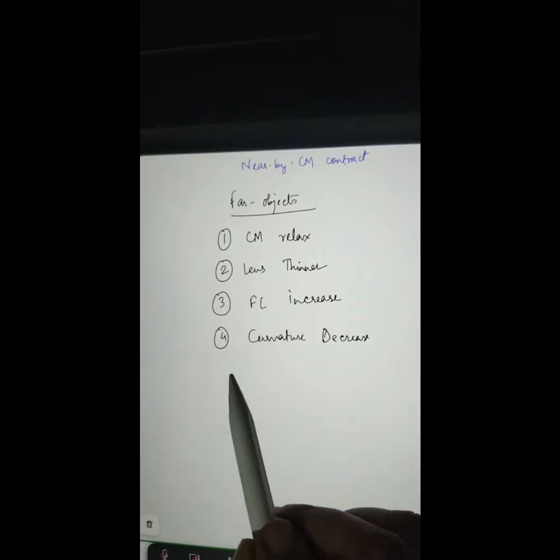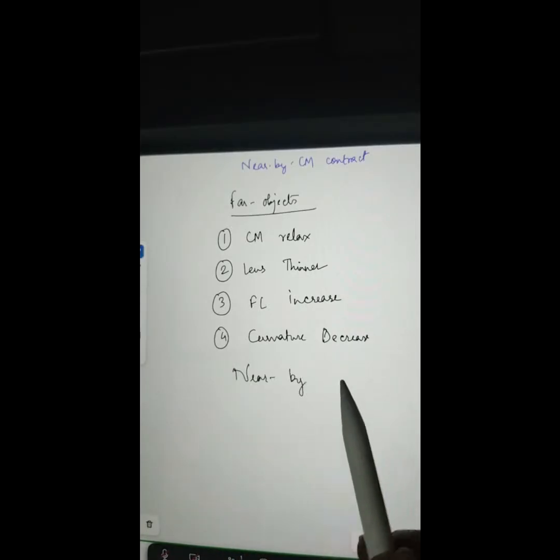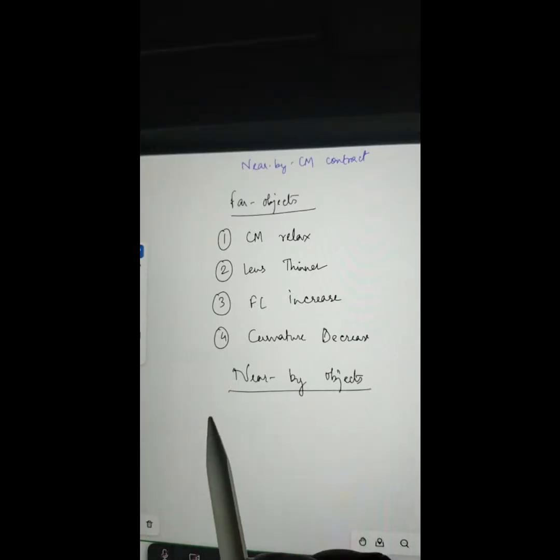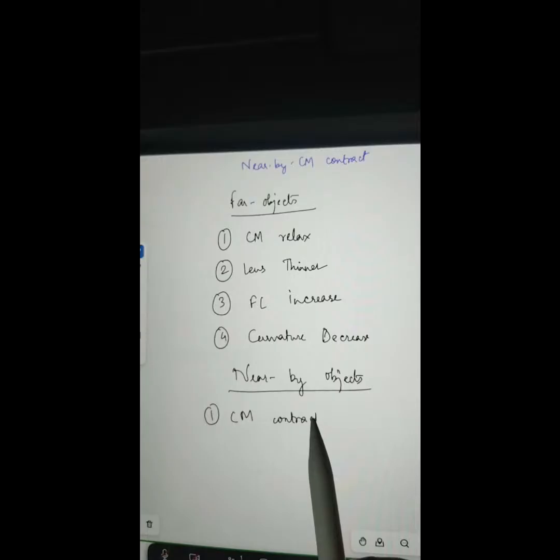If you are observing nearby objects, we will just be doing the reverse of it. While observing the nearby objects, the ciliary muscles will be contracting, as muscles always function by contracting and relaxing. So once we are observing the nearby objects, the ciliary muscles will be contracting. The lens will become thicker at that time.